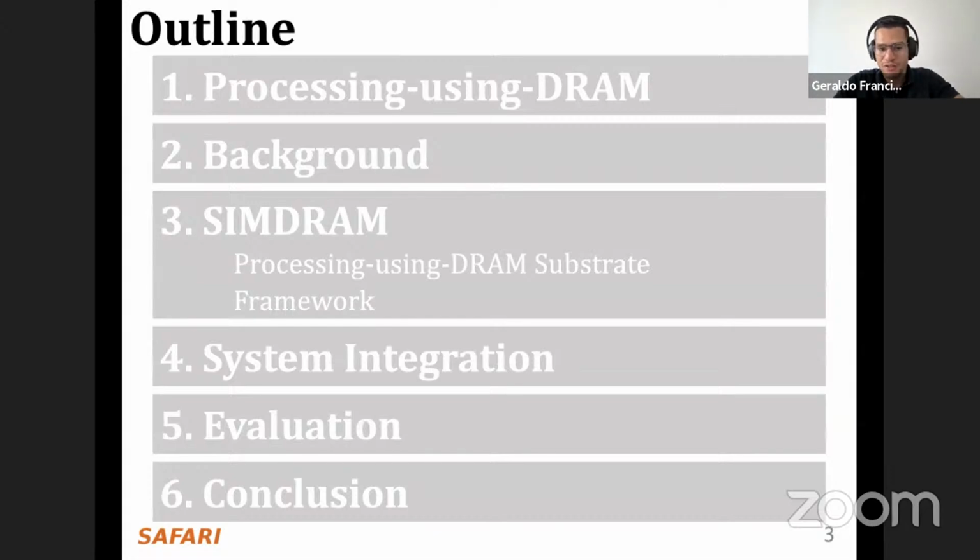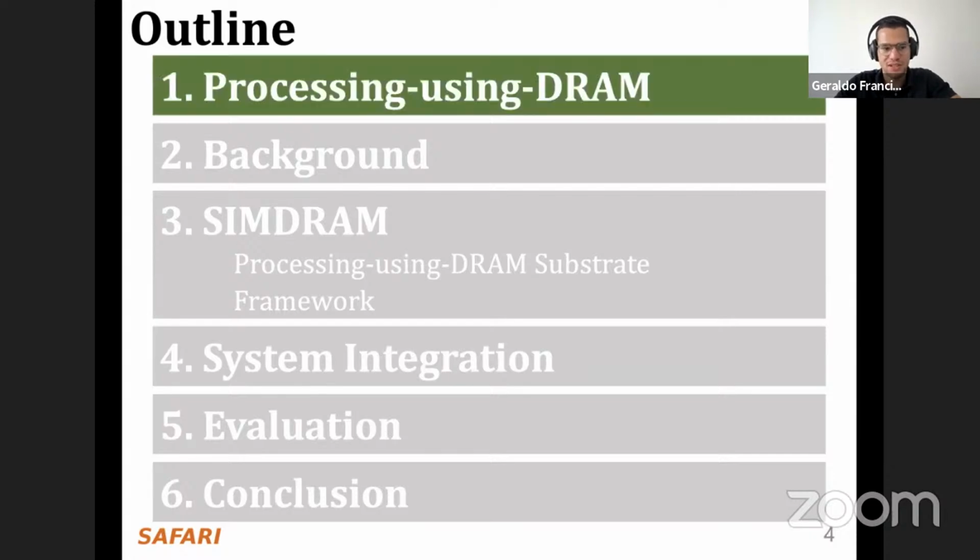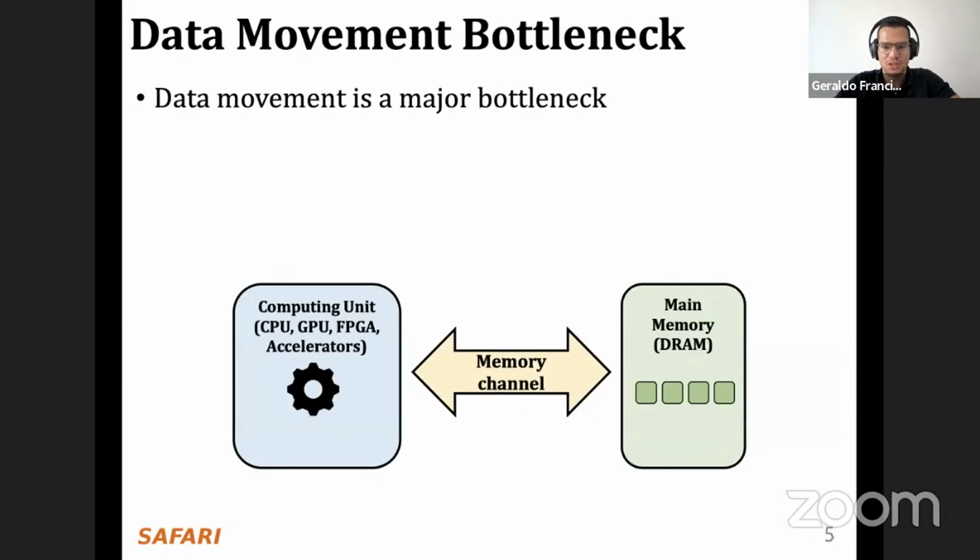So here's the outline for this talk. First, I'm going to give some overview about processing using DRAM and illustrate the problem that we're tackling in this paper. Then I'm going to provide some quick background about DRAM and those prior works that I mentioned earlier. And then I'm going to illustrate our SIMDRAM framework, then our system integration, evaluations, and conclusions. So let's get started with processing using DRAM.